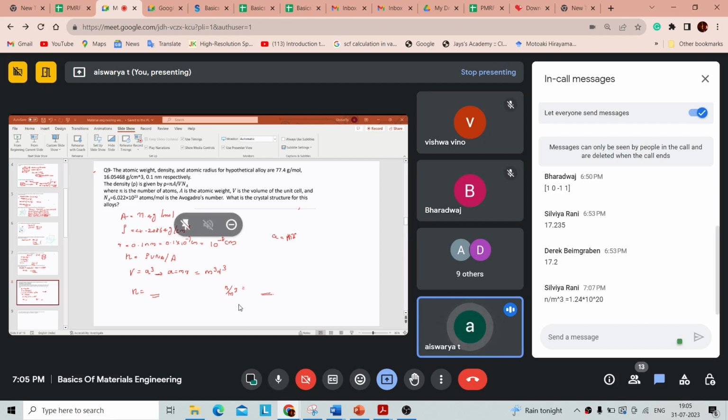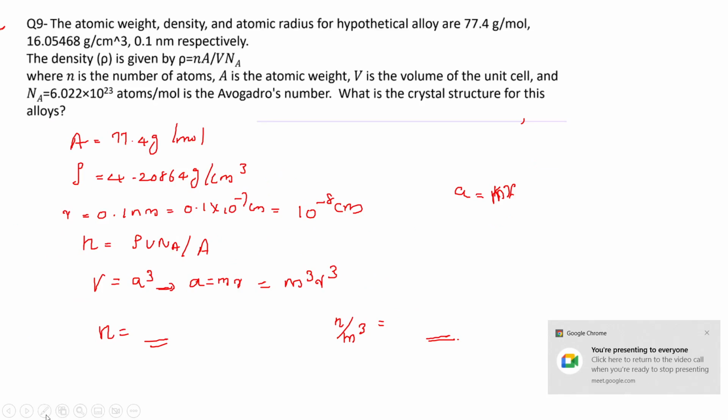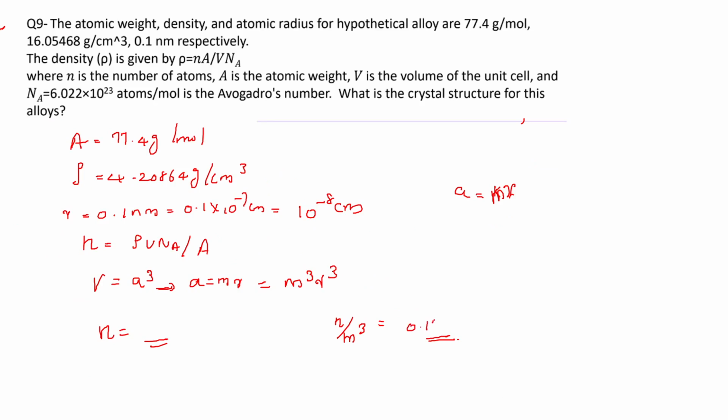Please divide it by m cube also. Then you will get the n by m cube value as 0.125. Now I am giving a table of values here: number of atoms, m value, n by m cube value.